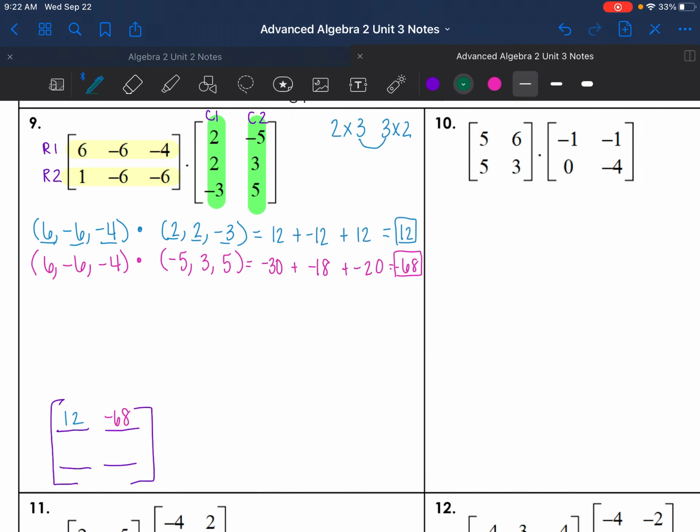Let's do green. All right, then the next element, if we're going down, is row 2. So let's get row 2 and column 1. Okay, so 1 times 2 is 2. Negative 6 times 2 is negative 12. And negative 6 times negative 3 is 18. So if we add those together, we should get 8, I believe.